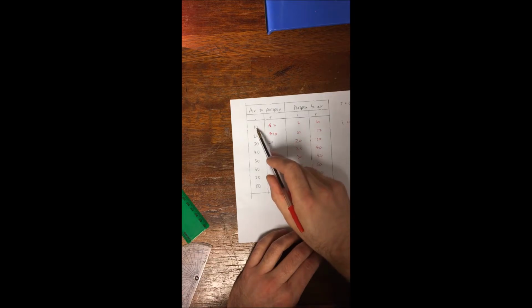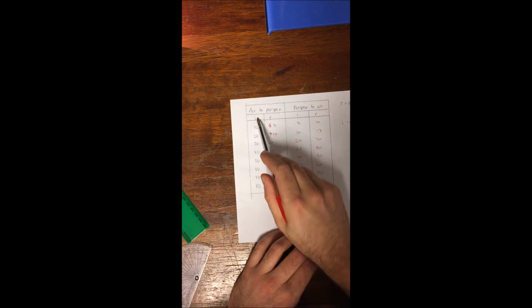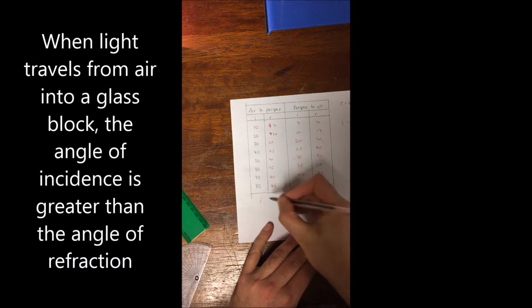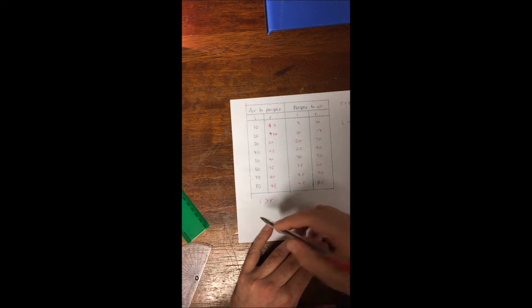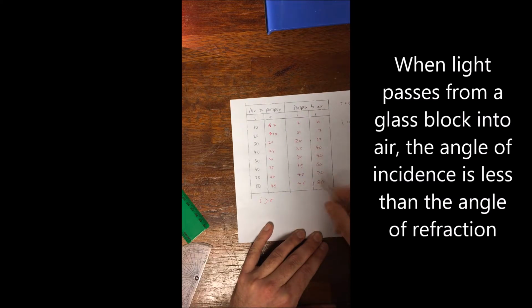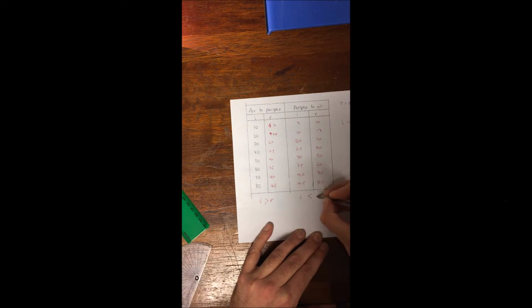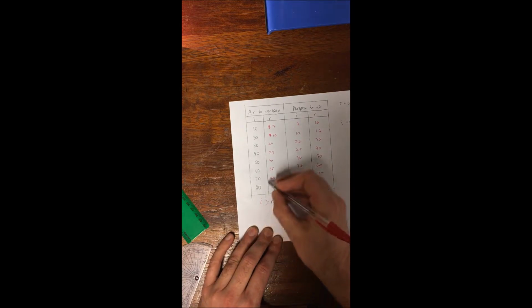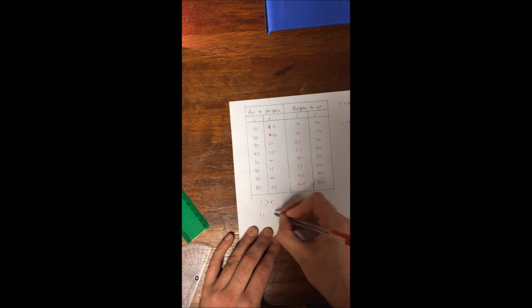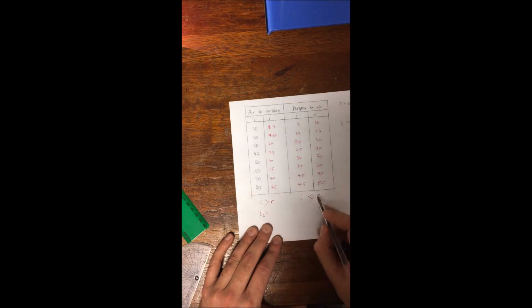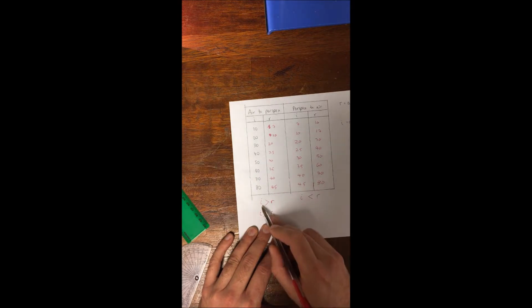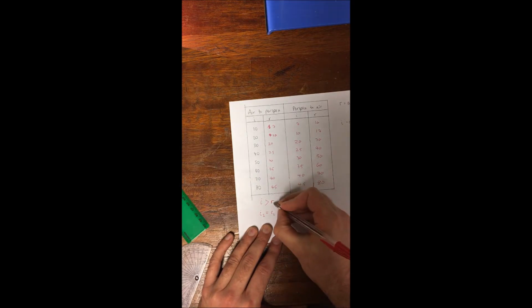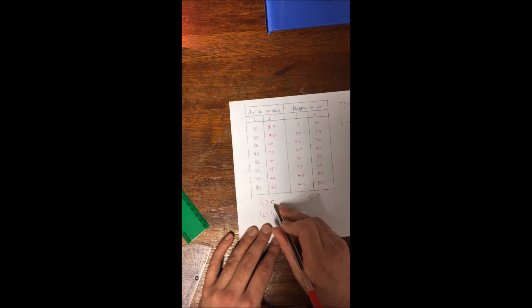So what I can see here is that air to perspex, my angle of incidence is greater than my angle of refraction. Conversely, perspex to air, my angle of incidence is less than my angle of refraction. And I can take this a bit further. I could say that my angle of incidence 1 is actually equal to my angle of refraction 2, and refracted 1 is equal to incidence 2.